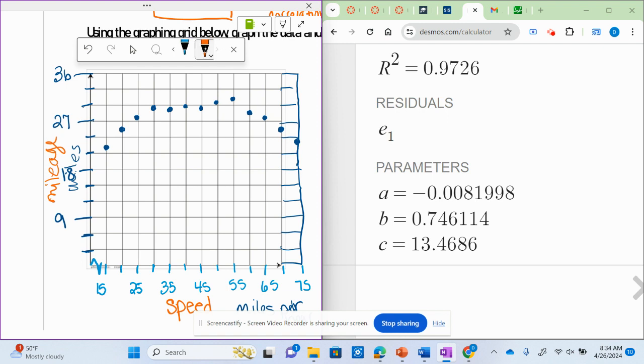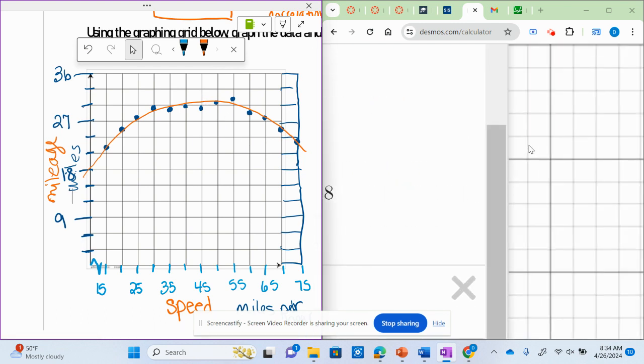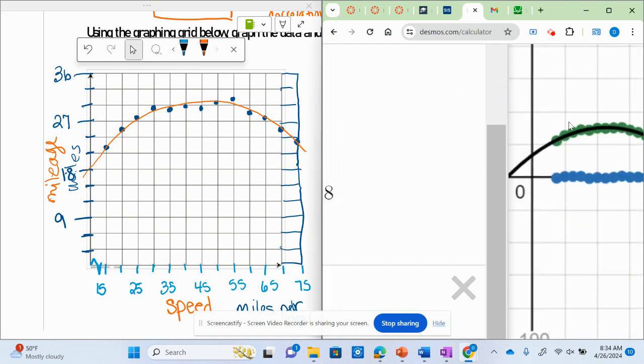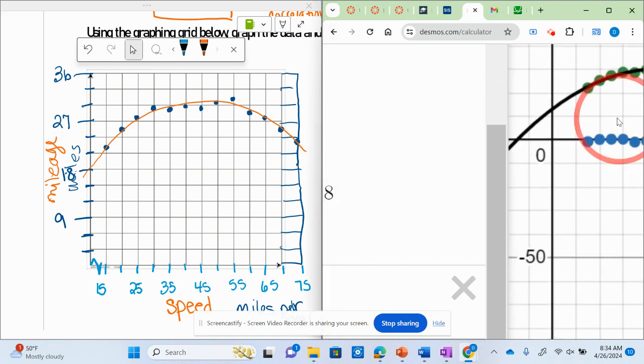And then it says draw in your curve, your regression curve. So my regression curve kind of goes like this. And I feel like that's pretty good. That's pretty good when I compare that to my graph over here. Pretty good. Okay.